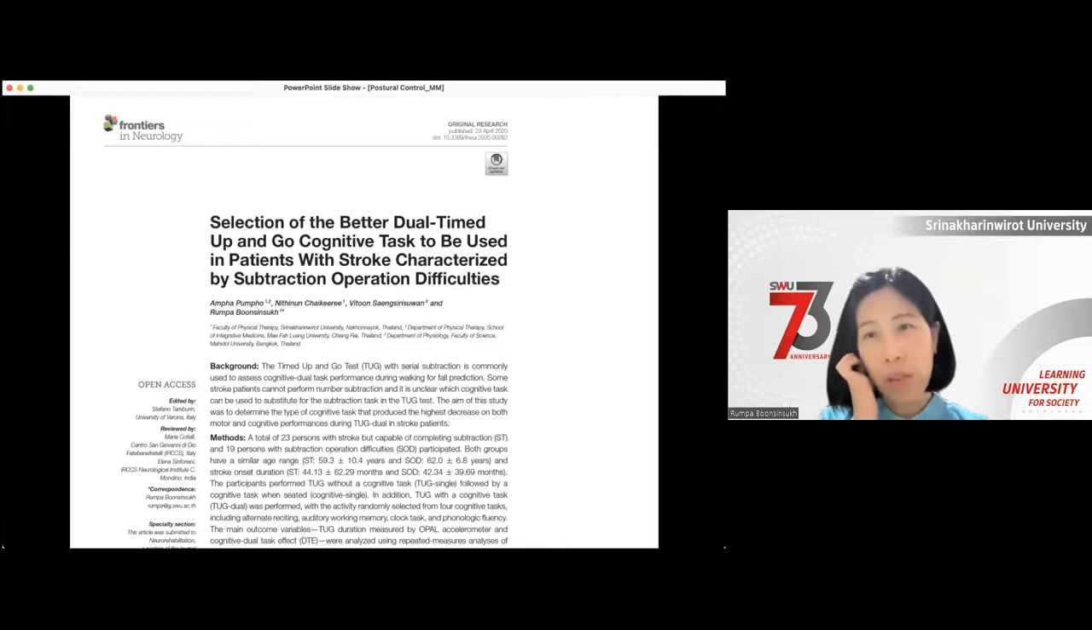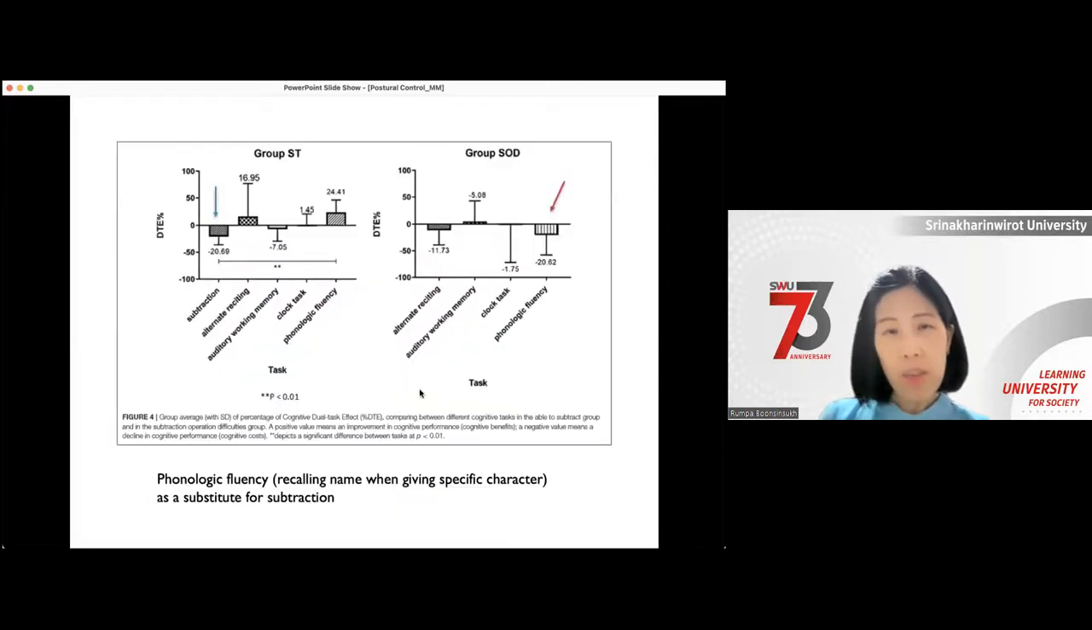So this is our study looking at the cognitive tasks to be used for people who have subtraction operation difficulties. In this study, we have patients in two groups. This group can do subtraction tasks and this group cannot do subtraction tasks. For the effect of the cognitive task, we look at the detrimental effects. You can see that the tasks that go further into the negative are the ones that disturb the dual task more.